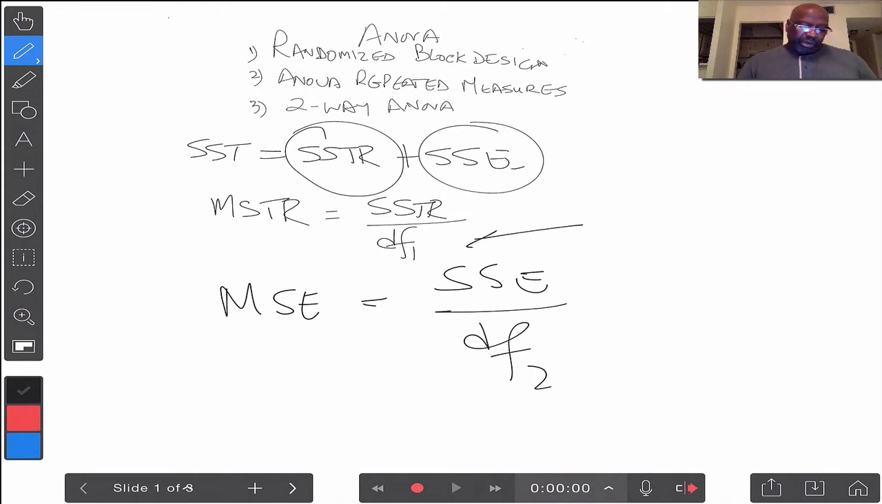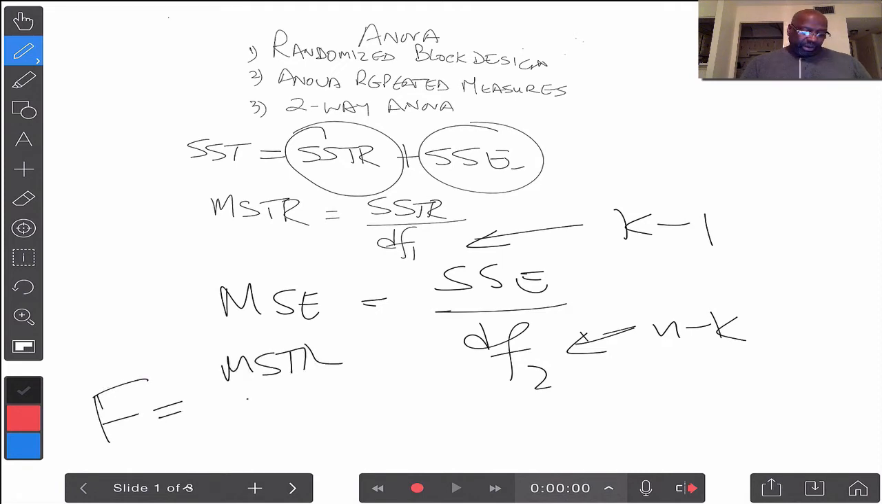In the first case, the numerator degrees of freedom will be the treatments minus 1, and in this case here it will be the total sample size, n minus k. This is just for one-way ANOVA that we're talking about. And recall that we would calculate an F statistic, which was the ratio of these two variances, MSTR over MSE. Okay? So that's what we would do. And if we exceed whatever the critical value is, then we have evidence that the means are different.